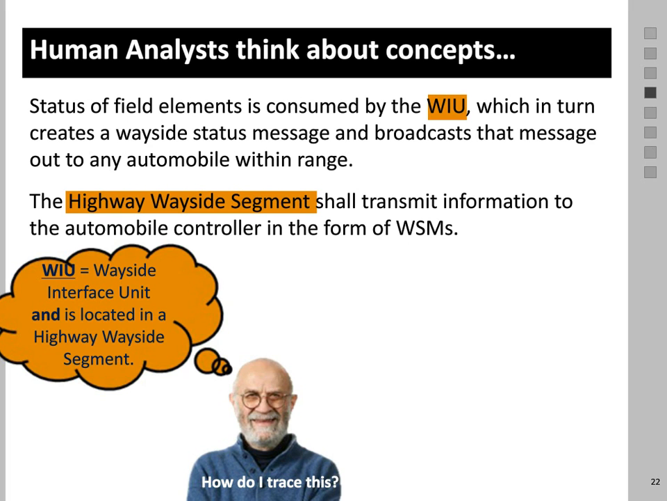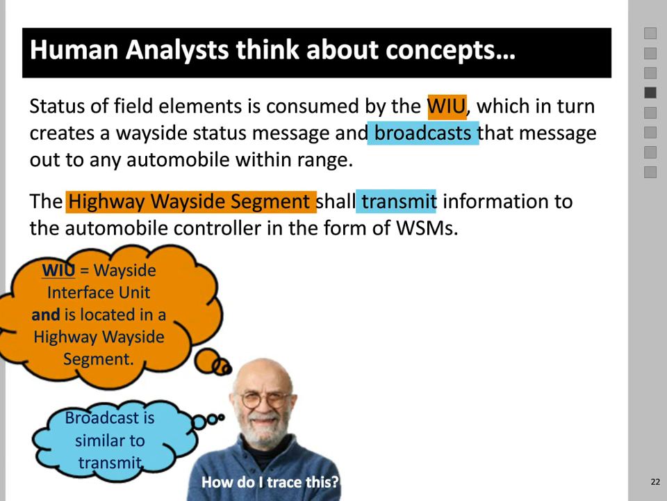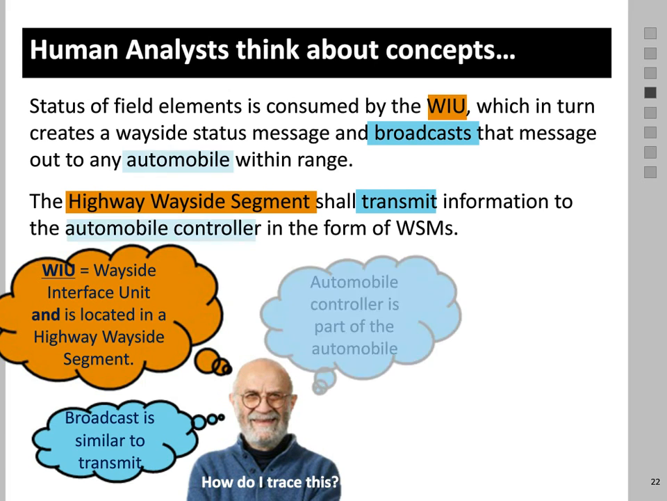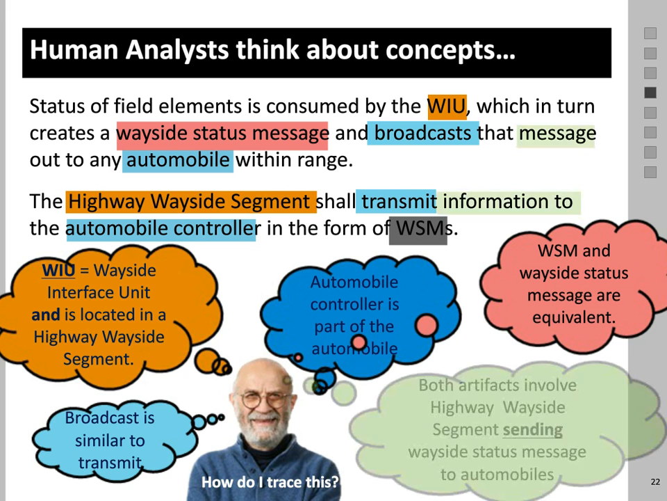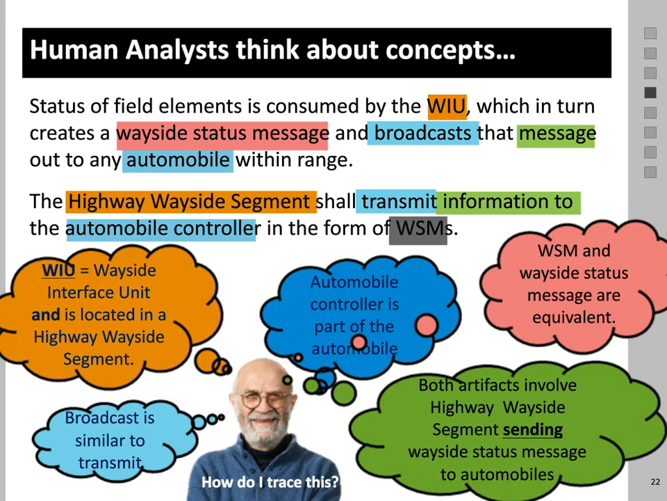the highway wayside segment. He would also know that broadcast and transmit are similar in meaning, that the automobile controller is part of the automobile, that WSM and wayside status message are equivalent, and he would be able to reason about all of these and understand that both of these sentences involve highway wayside segments sending status messages to automobiles. And because he can reason about this, he would determine that trace links exist.